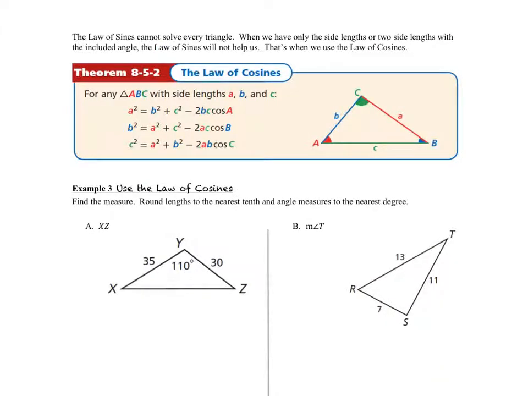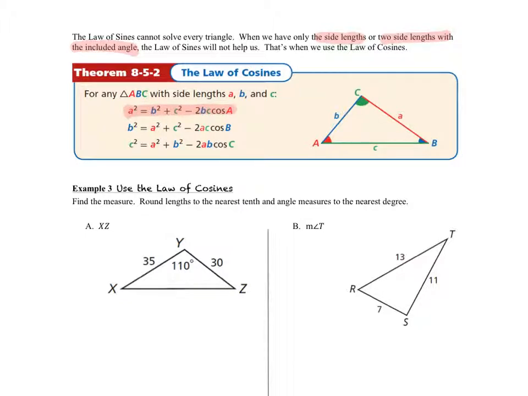Okay, now for law of cosines. We can use law of cosines when we are provided only the side lengths, so all the side lengths, or two side lengths with the included angle. Remember, in law of sines it could not have the included angle. So that's when we use law of cosines. Law of cosines is a little bit more involved. As you can see, there are a lot of variables in here and it can be confusing for some people.